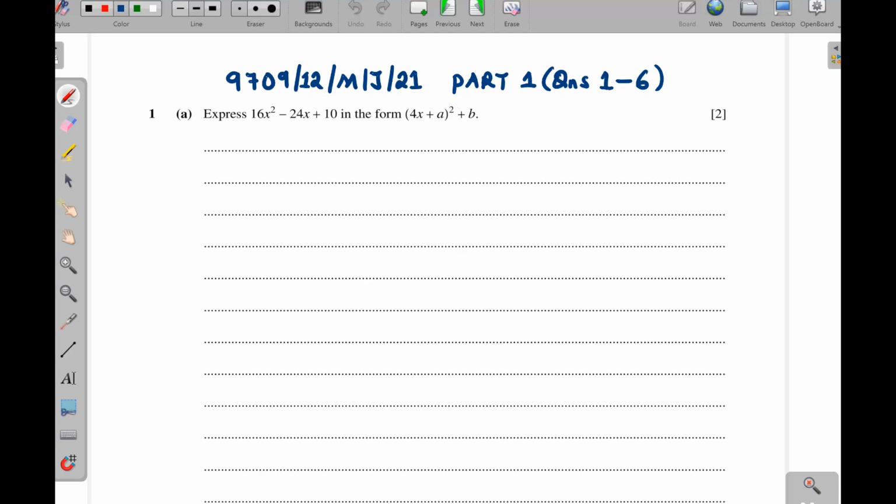This is Teacher Simon taking you through AS Pure Mathematics 1 paper 9709/12 for May/June 2021, and this is part 1 for questions 1 to 6.